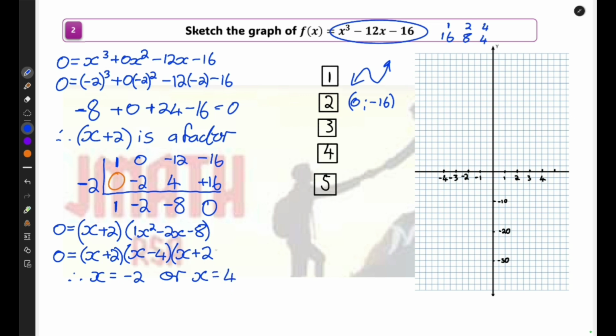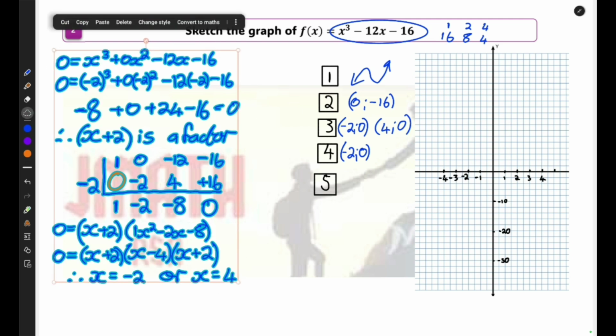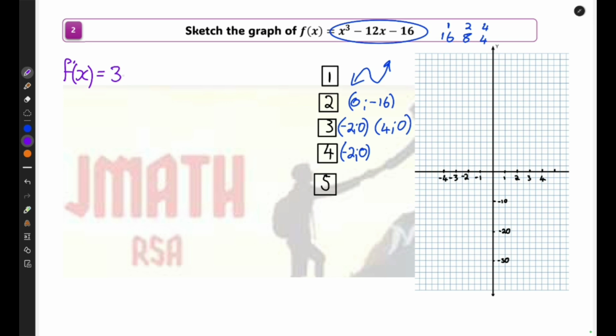Okay, great. So I have a duplicate bracket again. That means it's also a turning point. So let me just write, this is minus 2 and 0, and the other one was 4 and 0. The minus 2 is also a turning point, so I can put it at number 4 as well. And now I just need to get the other turning point as well as the point of inflection. So I'm just going to give myself a little space and then get the derivative so I can put it equal to 0. So the derivative of f would be 3x squared minus 12.